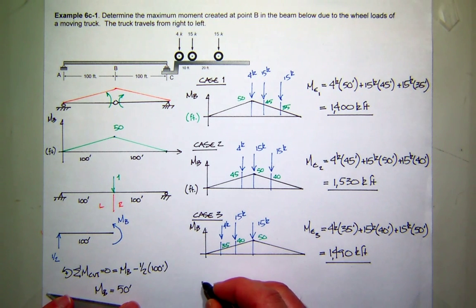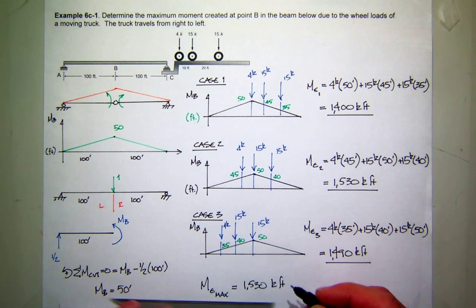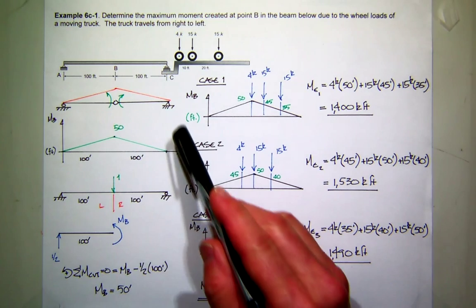So then the maximum will be the largest of them, which looks like it's 1,530 kip feet. Does it have to be exactly that and not maybe something else? That's not the maximum moment in the beam. That's the maximum moment at B.